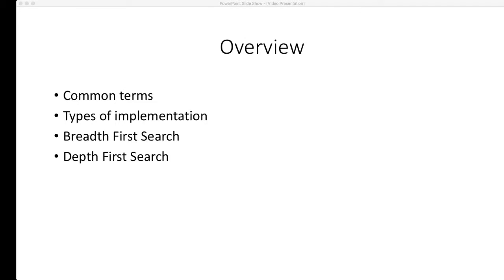So the agenda for today's talk is going through commonly used graph terminology, the different types of implementations of a graph in memory, such as an adjacency list and an adjacency matrix, and two core essential graph traversal algorithms: breadth first search and depth first search, as well as their implementations in code.